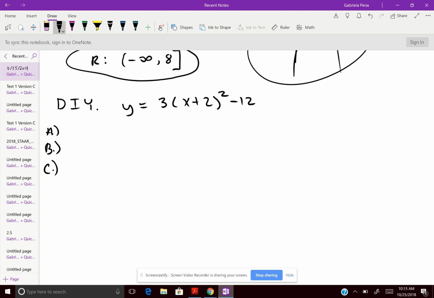So, does it open up or down? A through G for each one. Does it open up or down? Don't tell me, put it there. Is that going to be a min or max? What is your axis of symmetry? And what is your vertex? Those are the first 4 things. So I'm going to give you about 2 minutes to do them, and then I'm going to start writing in the answers. If you have questions, let me know.